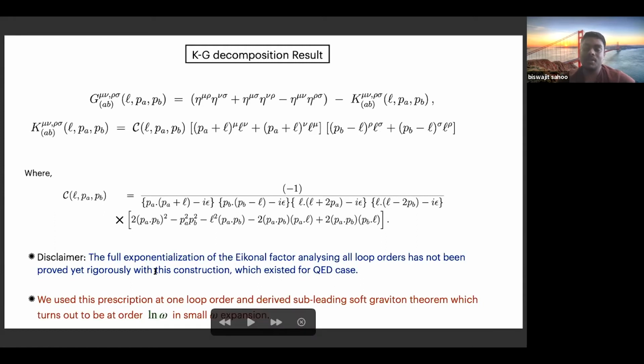But since we have done the analysis up to one-loop order, we have checked that this helps to factor out the IR divergent piece from the IR finite piece. And this will be enough to derive the subleading soft graviton theorem, which I am going to describe. At subleading order, the soft factor is not omega to the power 0 like for d greater than 4, but it goes like log omega in the small omega expansion.